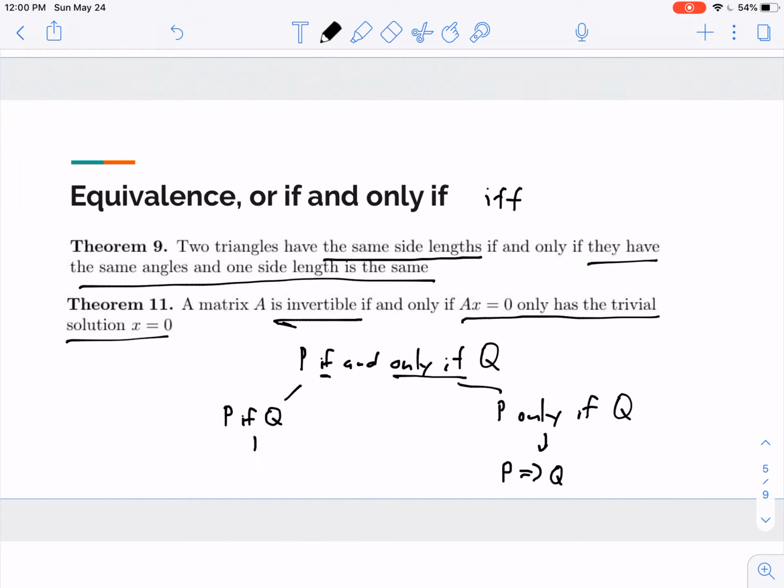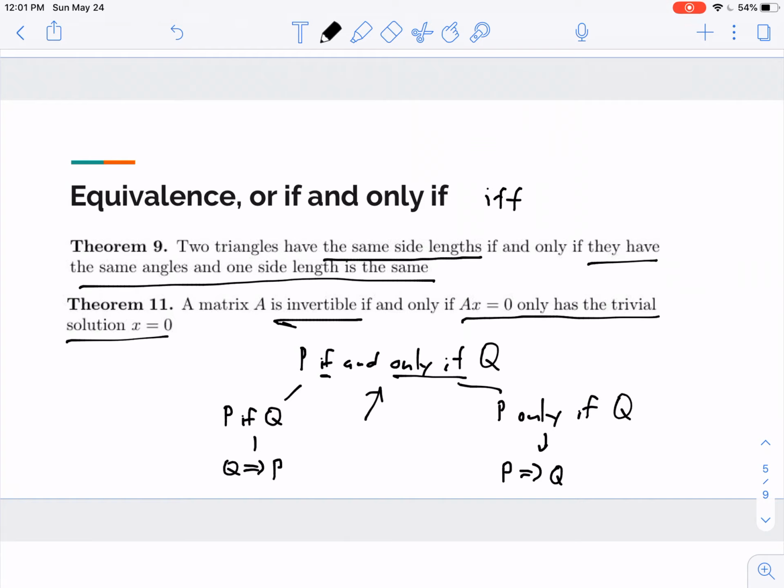And here, as we discussed earlier, P if Q is the same thing as Q implies P. So really, when we say if and only if, what we mean is that the first thing implies the second thing and the second thing implies the first thing. And this suggests maybe another notation that we can write this with.